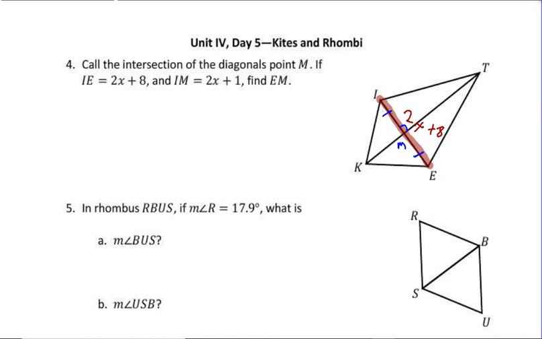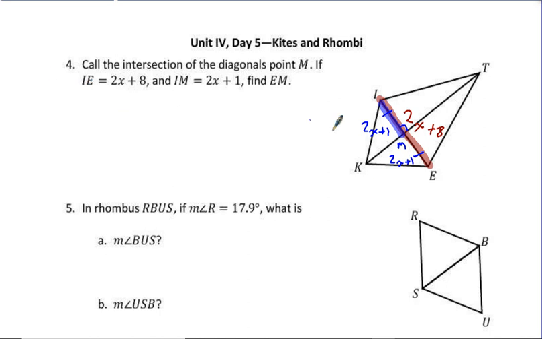IM, that is this section, equals 2x plus 1. Find the distance, or the measure, the distance between point E and point M. Well, since that's congruent to IM, once we find x, we'll be able to substitute into this expression 2x plus 1, because both of those sides will equal 2x plus 1.